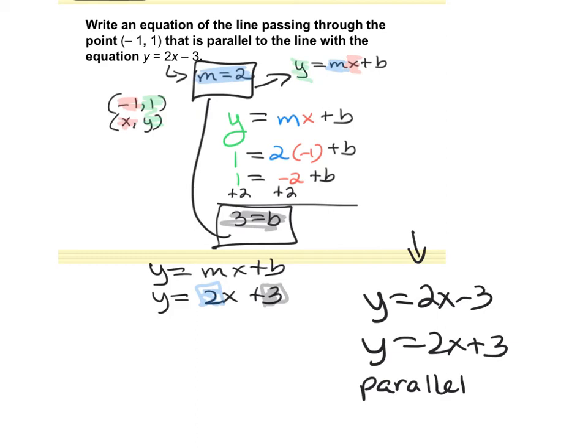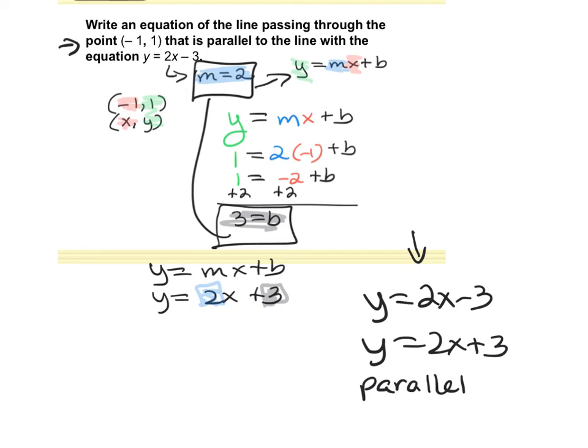Now, the positive 3 that I got was specific to this ordered pair. Because they asked me for a specific point that needed to be on the line, that's why I needed to solve for b. If they did not give me a specific point, I could have picked any equation as long as it had a 2x in it.